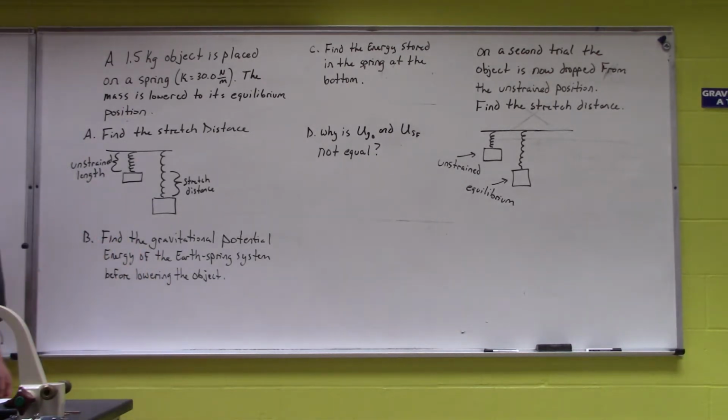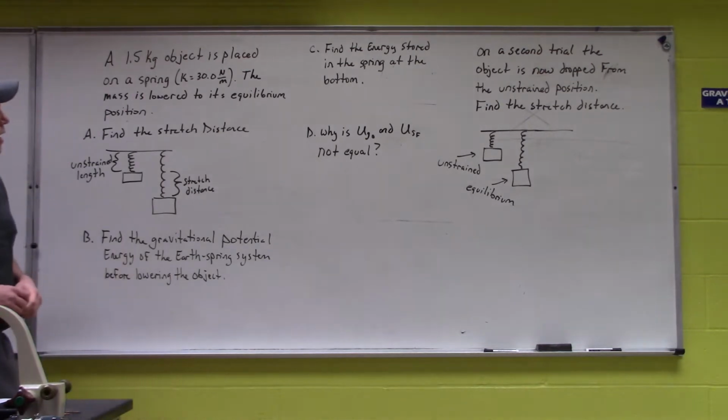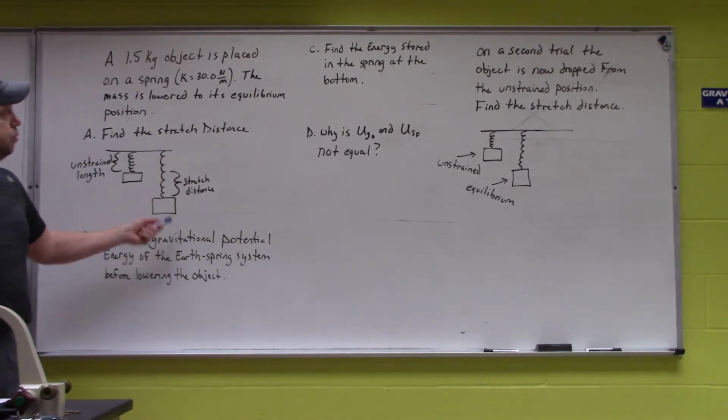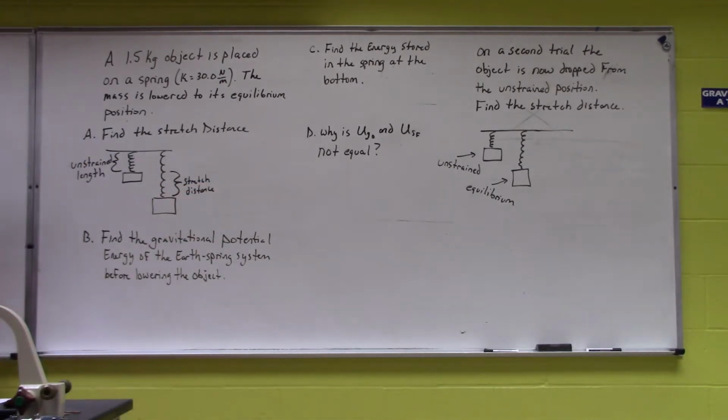All right, so here's what we got. We got a 1.5 kilogram object placed on a spring that has a spring constant of 30 newtons per meter. The mass is then lowered to its equilibrium position. We want to find the stretch distance of the spring. We want to find the gravitational potential energy of the Earth-spring system before we lower it down to its equilibrium position. And then we want to find the energy stored in the spring at the lowest position when it's in equilibrium. What we're going to find is these two are not equal, and we want to be able to explain why.